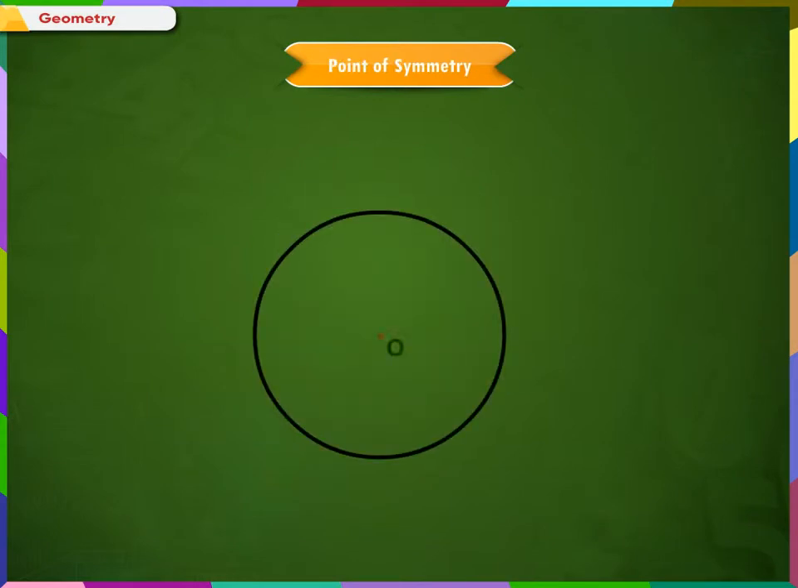Point of symmetry. If the symmetry of a shape is around a point, then that object is said to have point of symmetry. If a shape like the circle shown on the screen has point symmetry, then any point on the shape has a matching point, which is exactly at the same distance from the point of symmetry, but in the opposite direction.